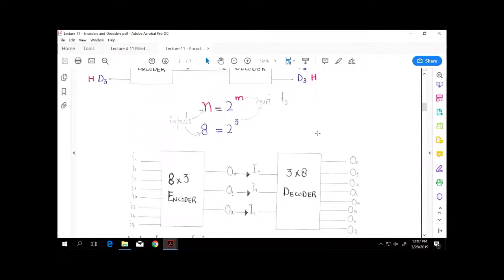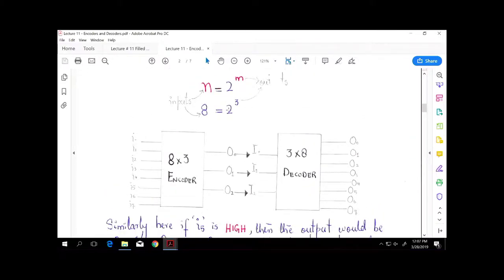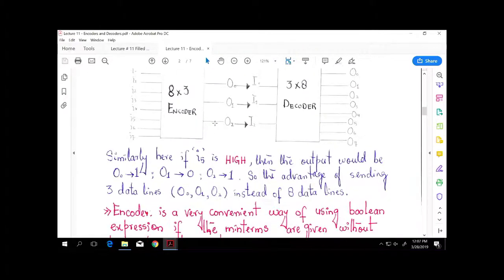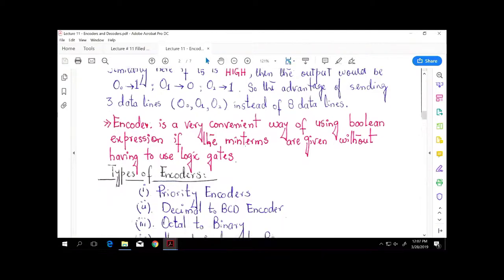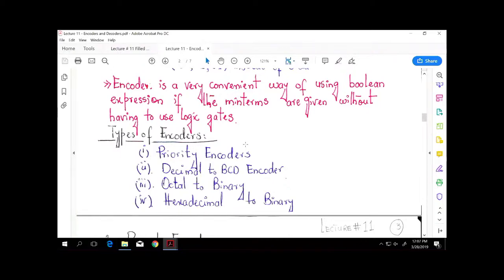Okay. So this is the relationship for an 8 by 3 encoder. This was also in one of the examples right here. An encoder is a very convenient way of using a Boolean expression if the minterms are given, without having to use the logic gates. And we'll do a couple of examples of that. Types of encoders, we'll start with priority encoders. Okay, so let's move on to the supporting material now.